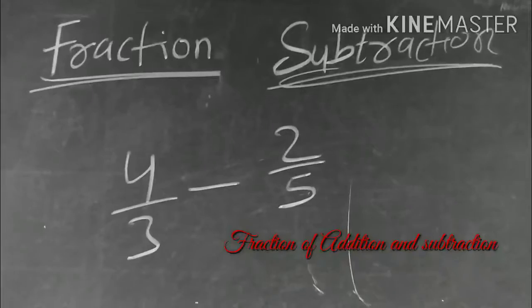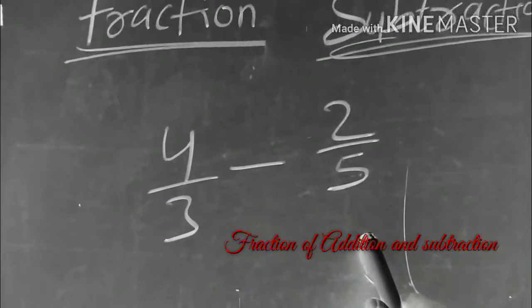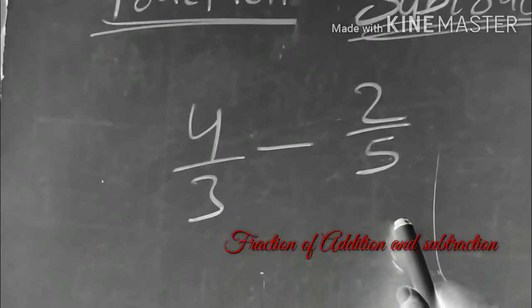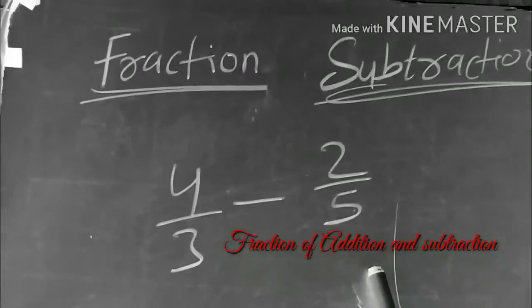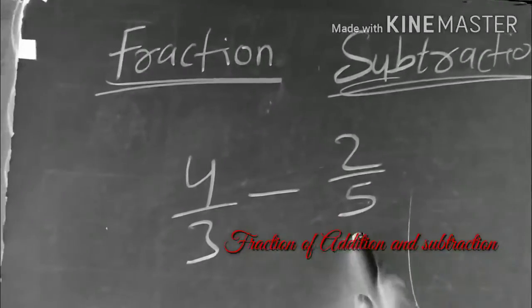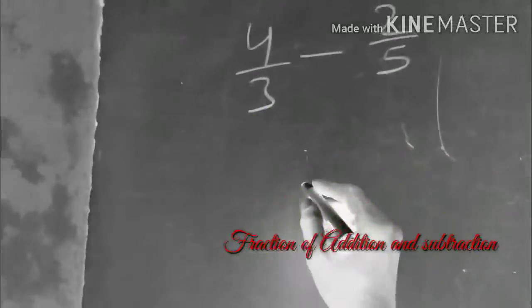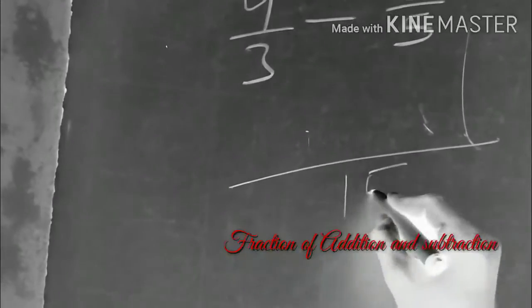This is a fraction of subtraction. Subtraction is here, 5 and 3. If you don't know the LCM, go to the playlist and you will learn the LCM. That is easy to understand, to find the fraction of an addition, subtraction, multiplication, division. So 3 and 5, the LCM will become how much? 15. LCM is 15. 3 and 5, LCM is 15.